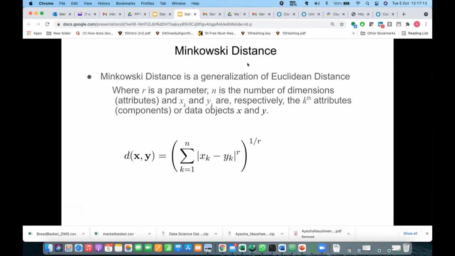Then another thing is the Minkowski distance. The difference is here: earlier, instead of the mod square, we now take the mod value first, then the summation of the rth power of each mod value, then take 1 by r, because you increased the power to r, so you need to take the rth root. So this is Minkowski distance, where r is a parameter, n is the number of dimensions, and xk and yk are respectively the kth attributes of data objects x and y.